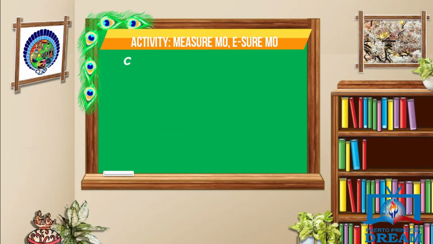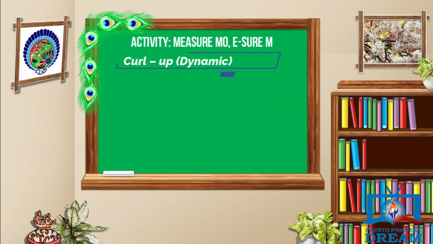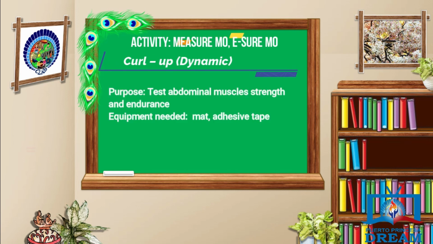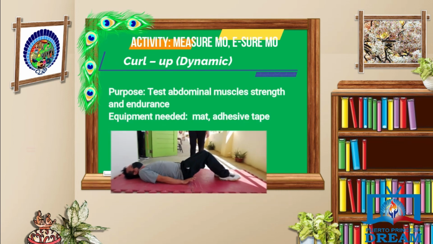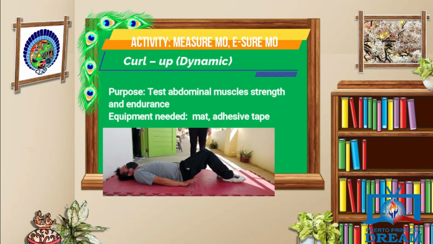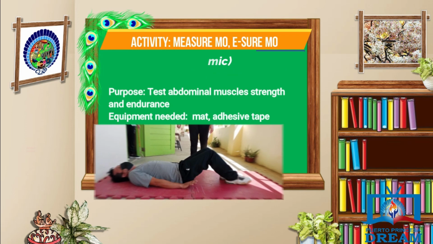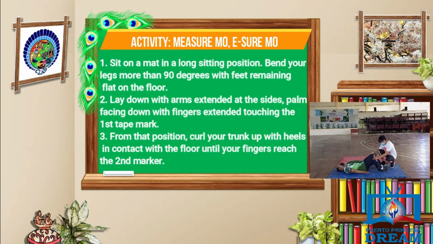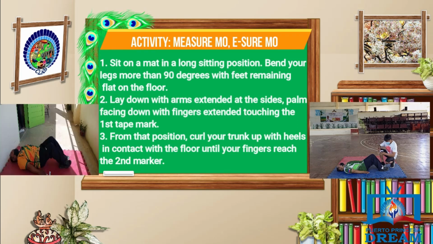Now let us proceed with curl up. The purpose of this is to test abdominal muscle strength and endurance. Equipment needed are mat and adhesive tape. Procedure: number 1, sit on a mat in a long sitting position. Bend your legs more than 90 degrees with feet remaining flat on the floor.